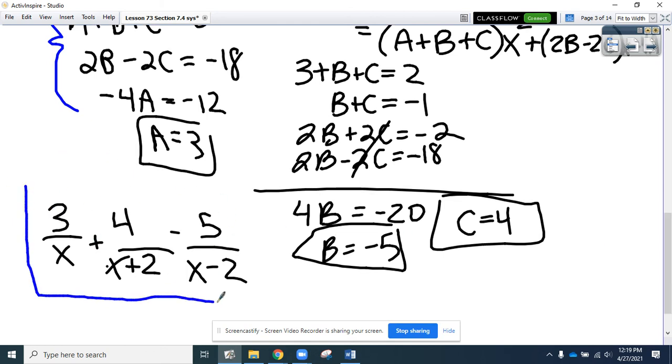3 over x plus 4 over x plus 2 minus 5 over x minus 2. If you switched up this order, it's still correct. 3 over x minus 5 over x minus 2 plus 4 over x plus 2. Order does not matter as long as you have the correct sign and they're paired up with the right thing.